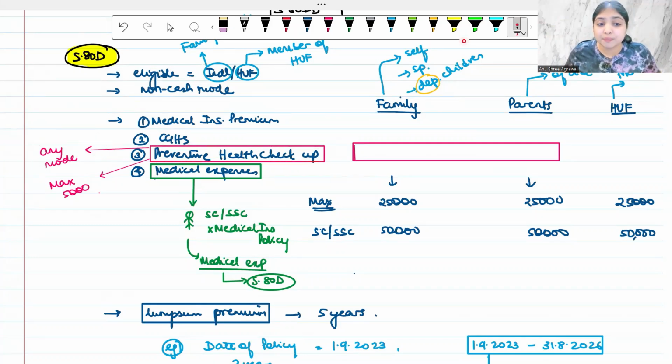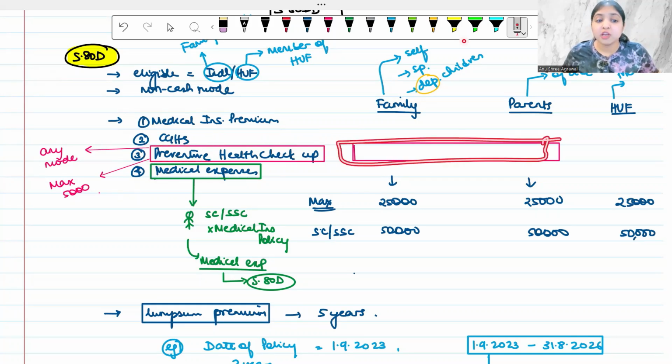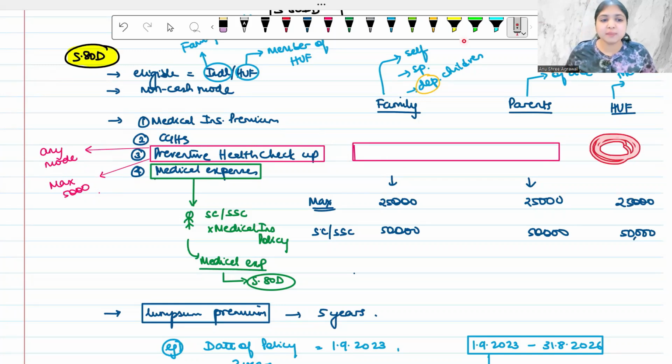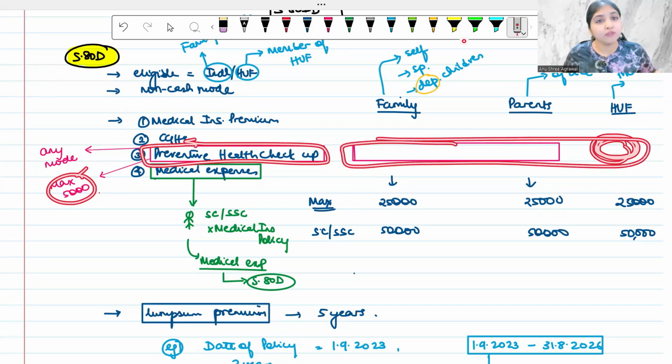Then we said that what are the payments that you can make under section 80D? You can either pay medical insurance premium, or you can contribute towards central government health scheme, or you can make payment towards preventive health checkup, or you can incur medical expenses. Preventive health checkup, family, parents category put together should not exceed 5,000. Similarly, for HUF, total preventive health checkup should not exceed 5,000. For preventive health checkup, we have an internal limit of 5,000.